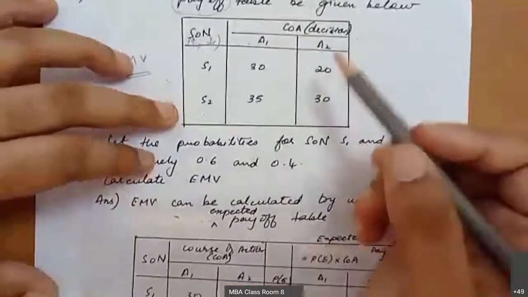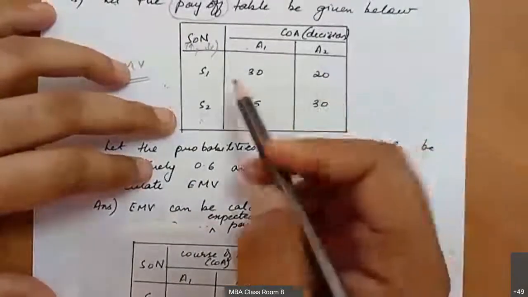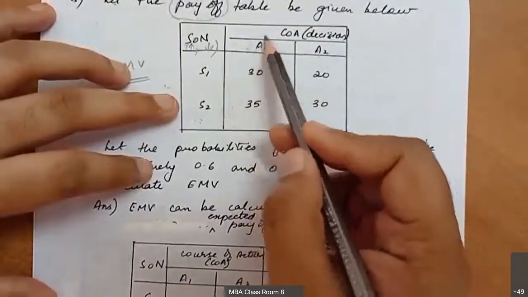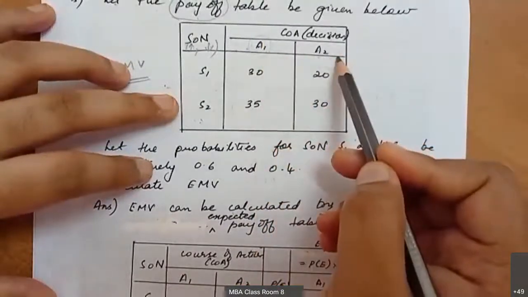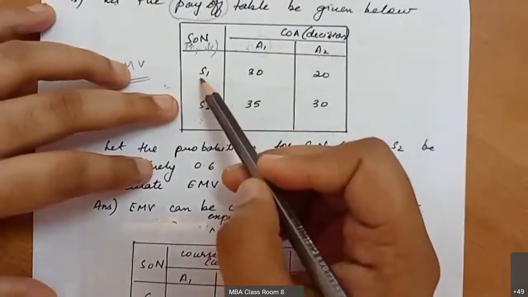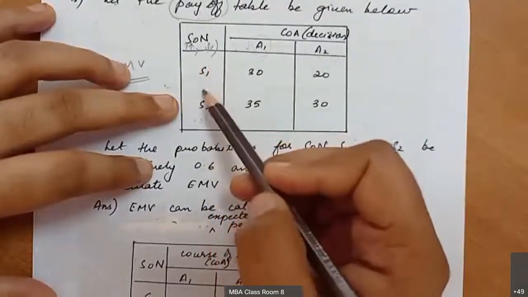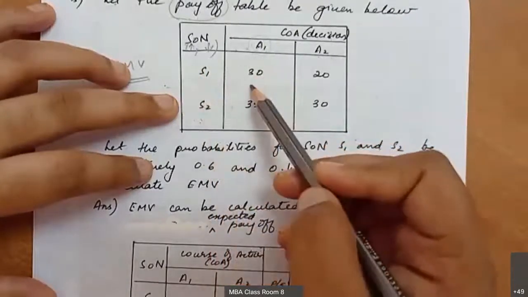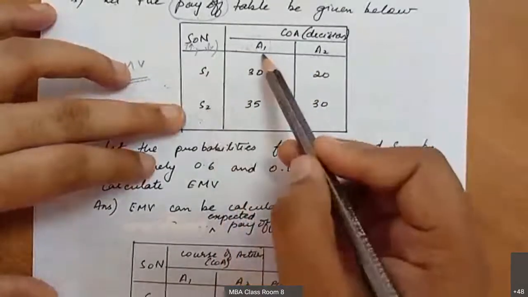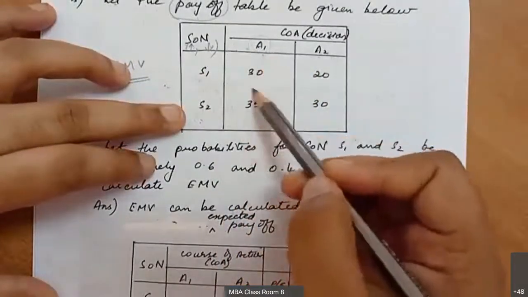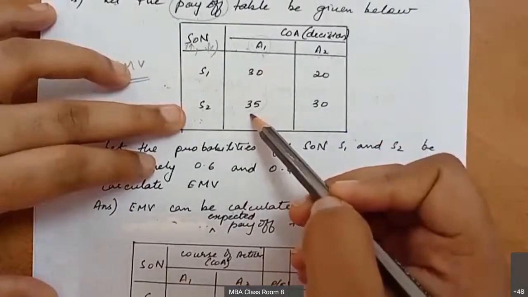Okay, so over here, what is the meaning of this table? We have two types of products, A1 and A2, or two strategies, A1 and A2. When the state of nature is S1, we have a payoff of 30. And when the state of nature is S2, in A1 we have a payoff of 35. What is the meaning of this?